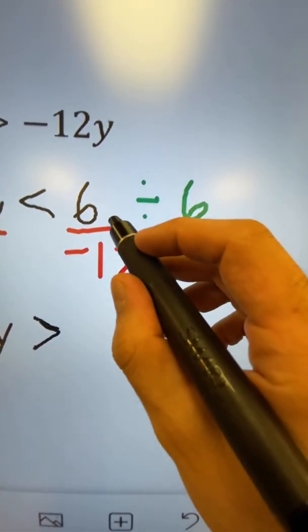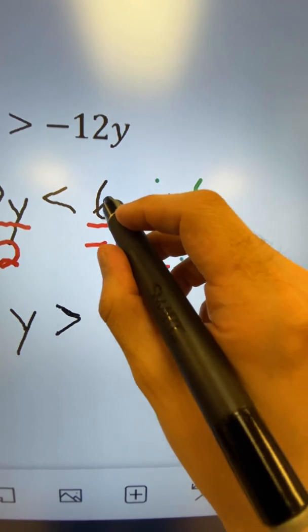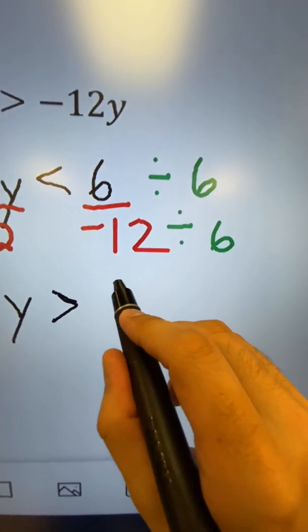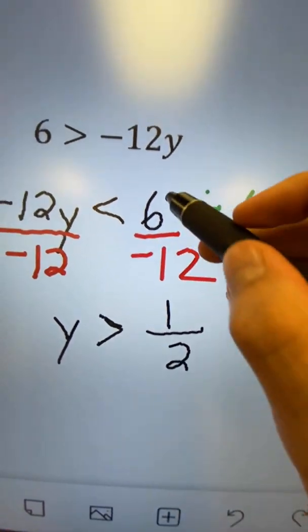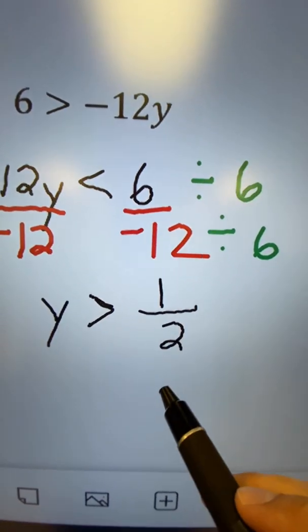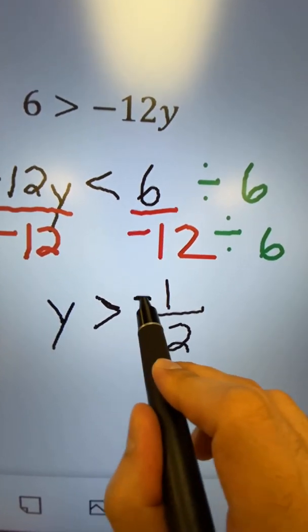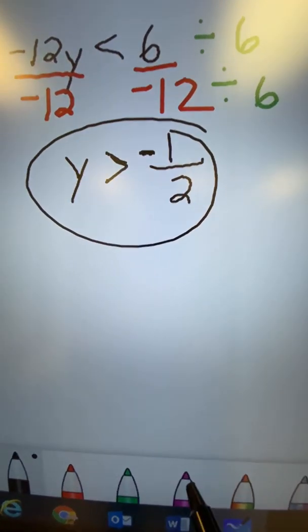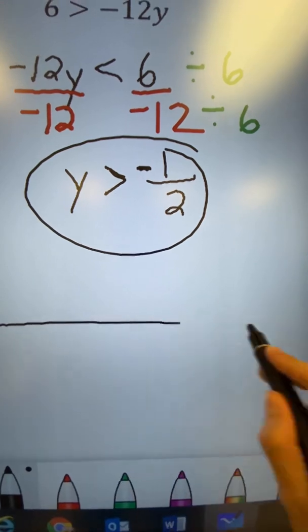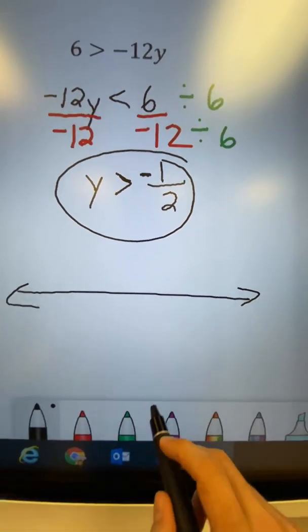When I simplify this, I get 6 divided by 6, which is 1, and then 12 divided by 6, which is 2. And notice it was a positive number divided by a negative, so that means my answer is going to be -1/2, and that will be my solution set. And the final part would be just to draw a number line, so I can show my solution set.